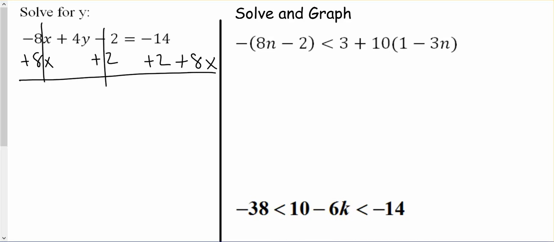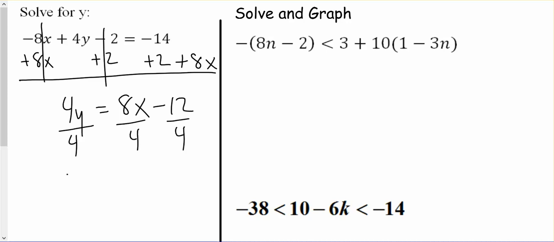So they cancel out over on my left side. We're left with 4y. On our right side, we've got 8x and negative 14 and 2 make negative 12. Now we'll divide by 4 and we get y equals 2x minus 3.